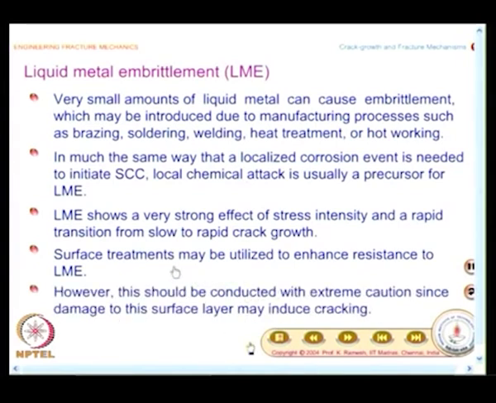And whenever you go for a surface treatment, you will have to be very careful. This should be conducted with extreme caution, since damage to the surface layer may induce cracking. Whenever you put a surface coating, even a small crack in the surface coating, if unnoticed over a period of time, can precipitate corrosion. So, after putting the coating, you have to inspect it and periodically repair those patches, it is very important.